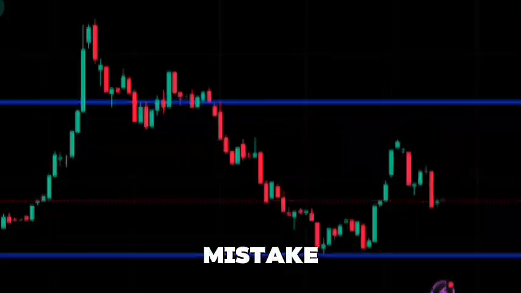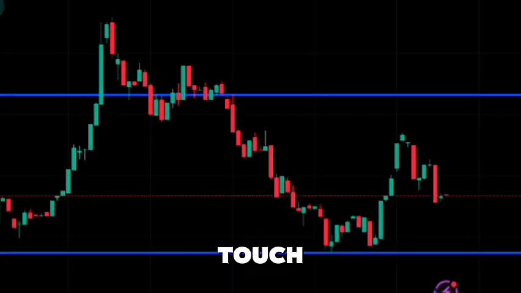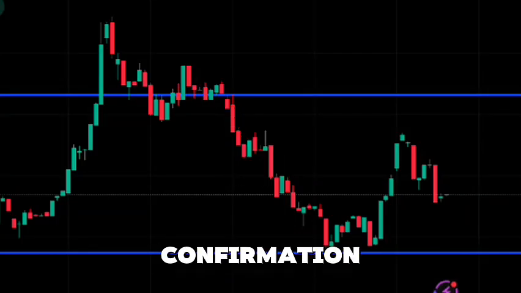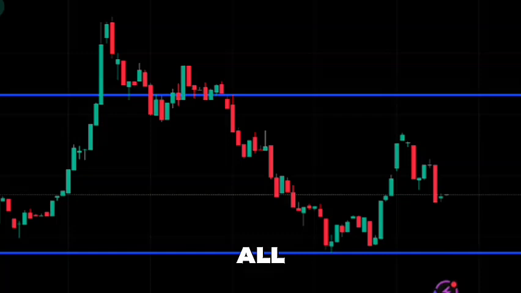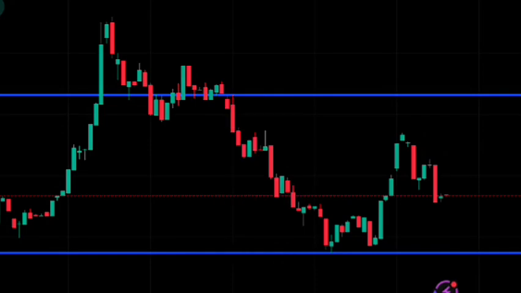The biggest mistake beginners make is they take a trade as soon as price touches support or resistance. This is the wrong way. Don't do that. You should never trade without confirmation.